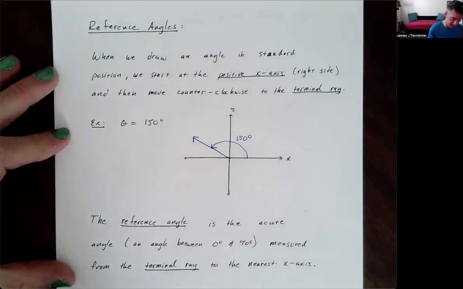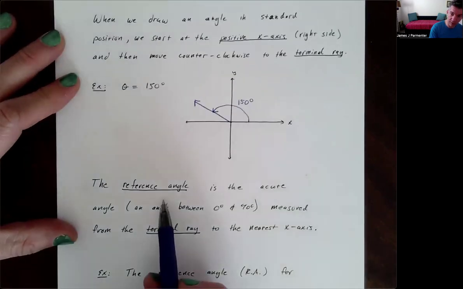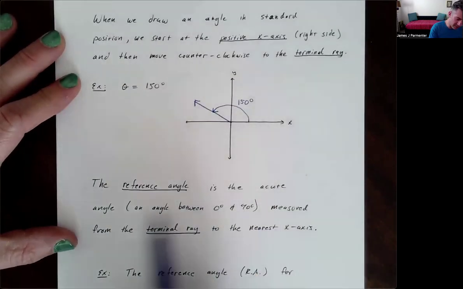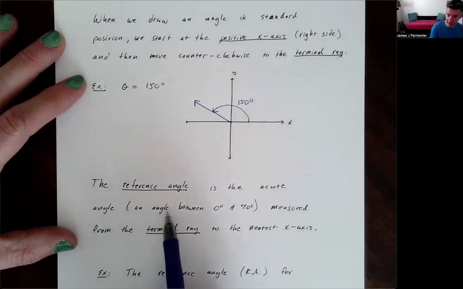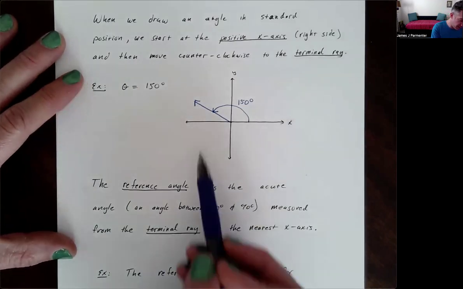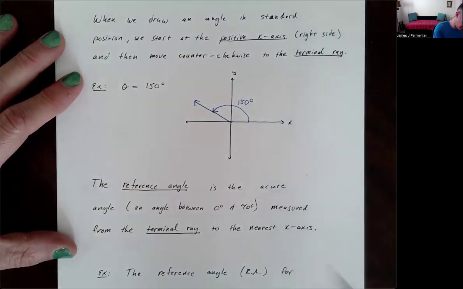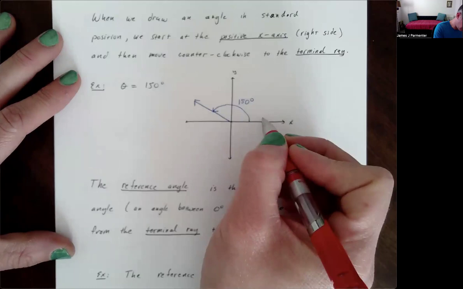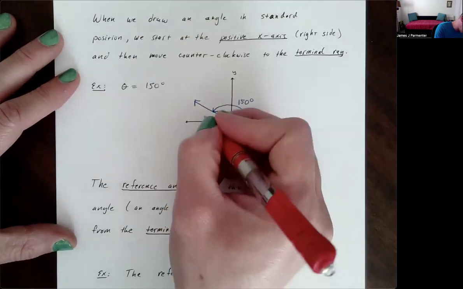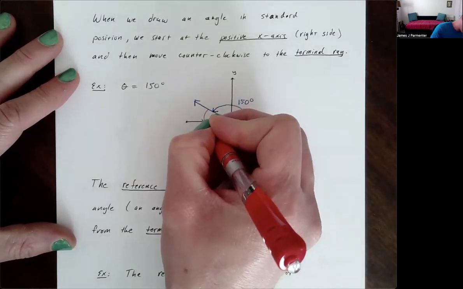Now, this is really important. The reference angle is the acute angle, meaning an angle between 0 degrees and 90 degrees, measured from the terminal ray to the nearest x-axis. So I don't want to go all the way back this way or all the way around this way. I want to go just right there.